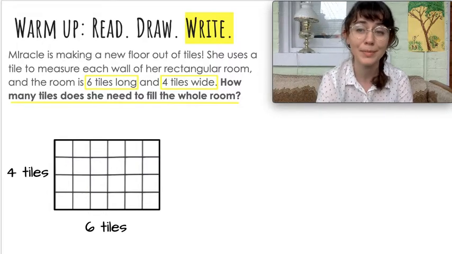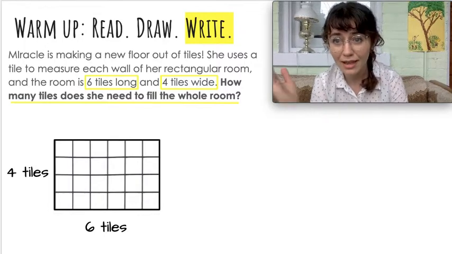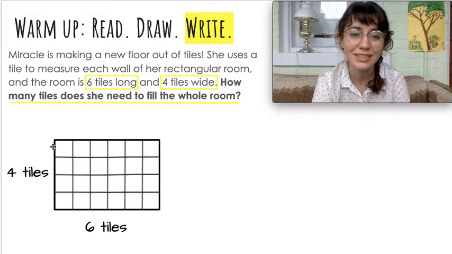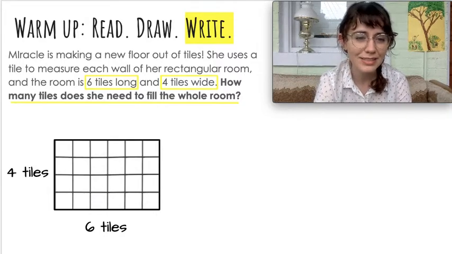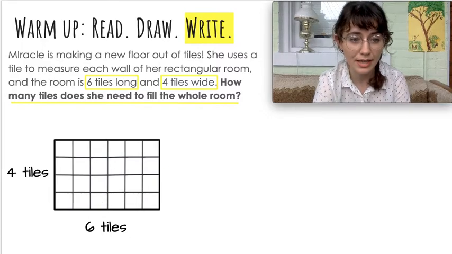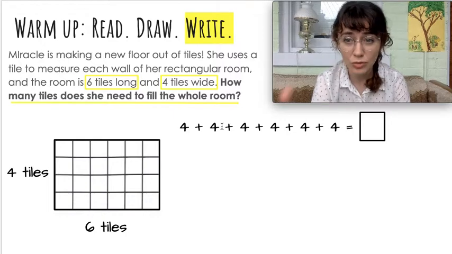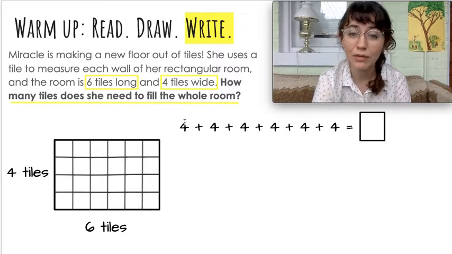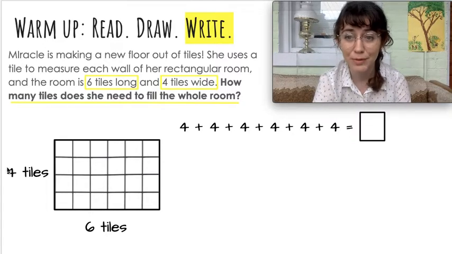And arrays, remember, have rows and columns. So I know that with arrays, I can write repeated addition sentences because in arrays, we have equal groups. Let me show you what I mean. I see that each column has 4 tiles in it. So I could write a repeated addition sentence to represent the columns by writing 4 six times. So here's a group of 4, here's a group of 4, here's a group of 4, and so on. And so this is my repeated addition sentence.